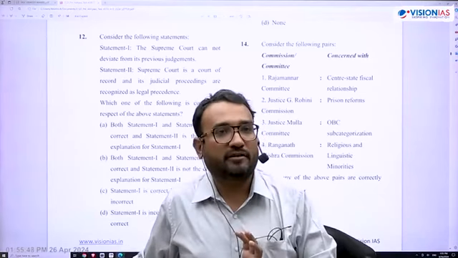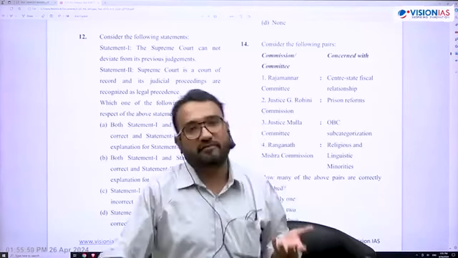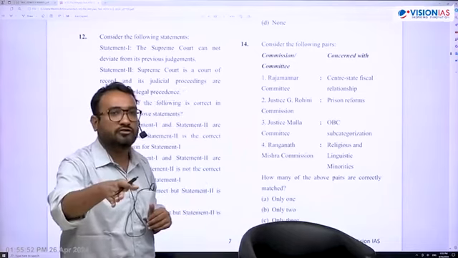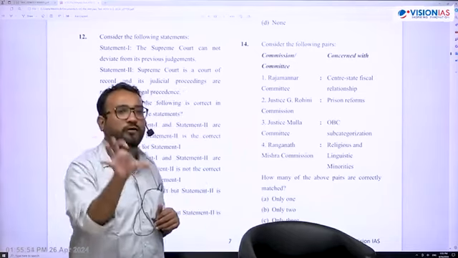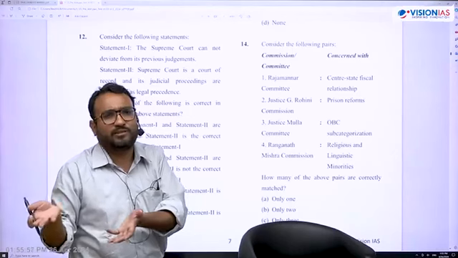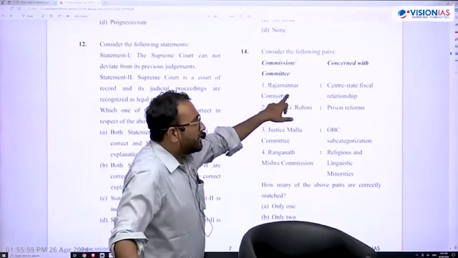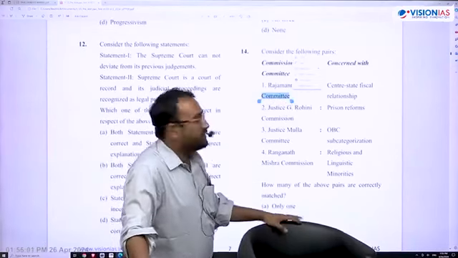So the office of governor is also important from the perspective of federalism, and there can be a question. You just see the question paper, whatever we are discussing, they will hover around this because this is current affairs, this is common sense. So the Rajamannar committee was on center-state relationship. Okay, this statement is correct.